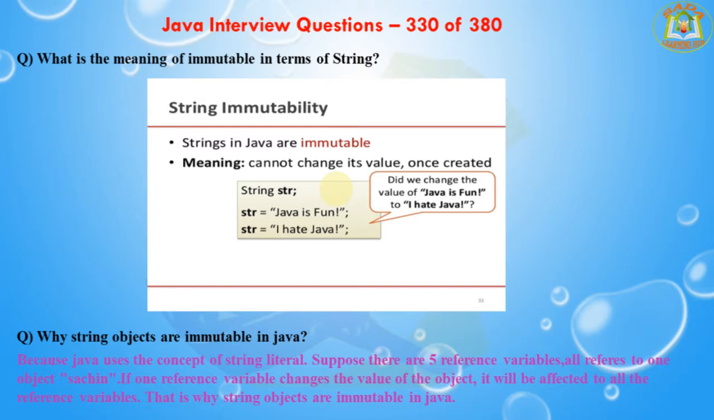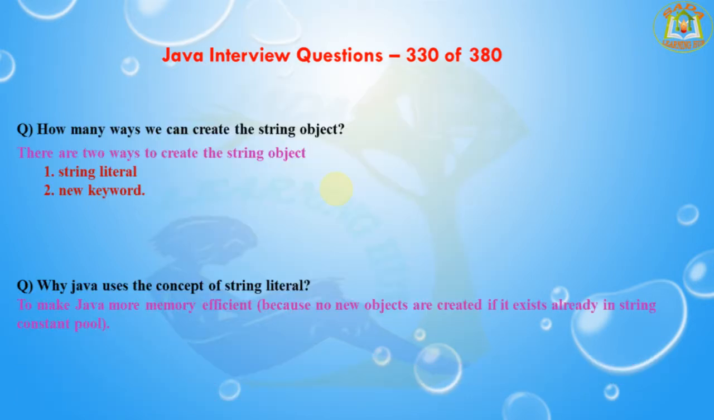The next question is, how many ways can we create a string object? There are two ways to create a string object. The first one is string literal and the second one is by using the new keyword.